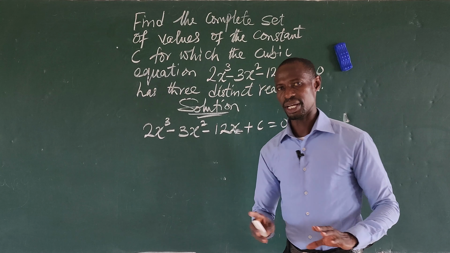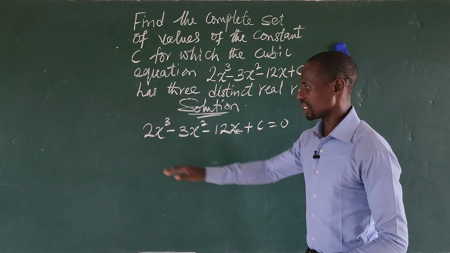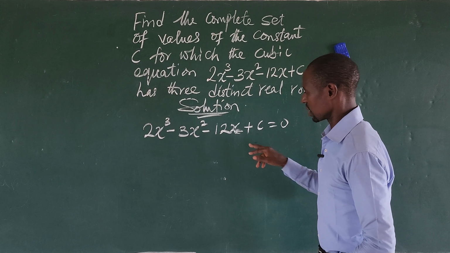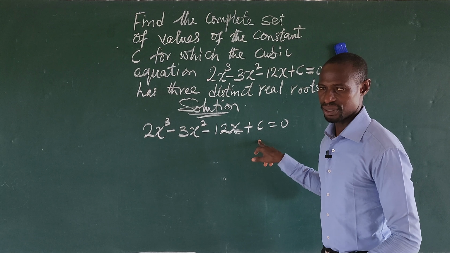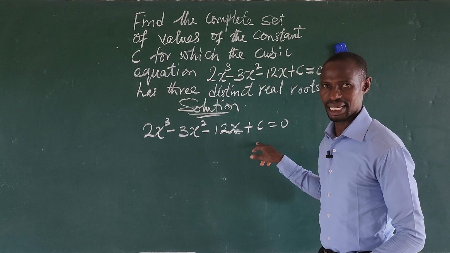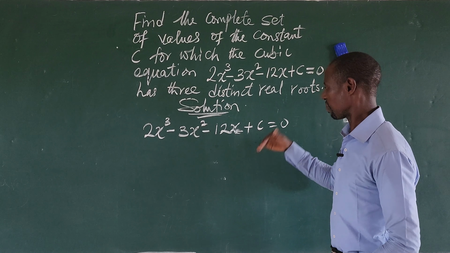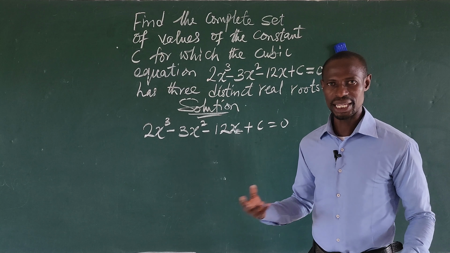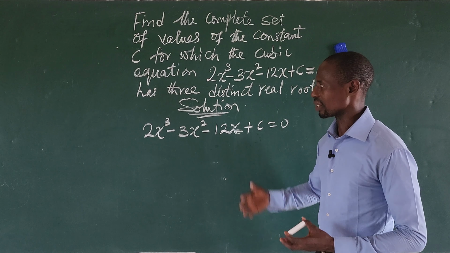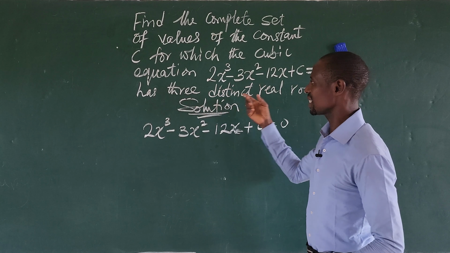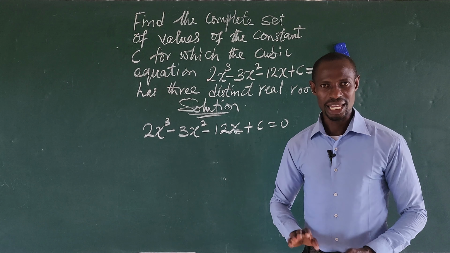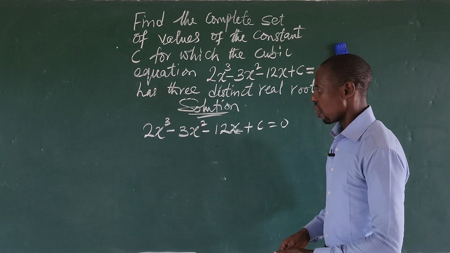The first thing we're going to do is to differentiate this function because this is a constant, so that's the only way we can eliminate this constant. Here we'll solve for the value of x, then substitute back into the system to get our values that will actually lead to three distinct real roots to this expression. Okay, so what do we do?